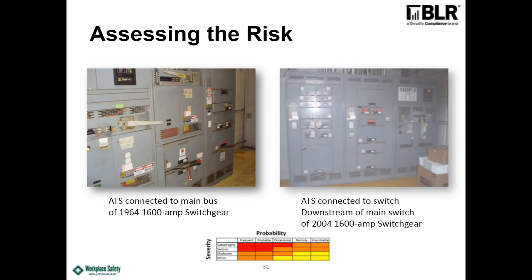This is a good example. You've got two identical switchgears, sort of. They're both 1600 amp switchgears, but one is 1964 and one is 2004. So there may be a big difference in the maintenance on it. There may be a much greater fault current available on the left because it's going to be an older transformer feeding it more than likely. So there's a whole lot of difference from one to the other, even though they're the same size switchgear feeding the same type of equipment. So that's what we have to think about.